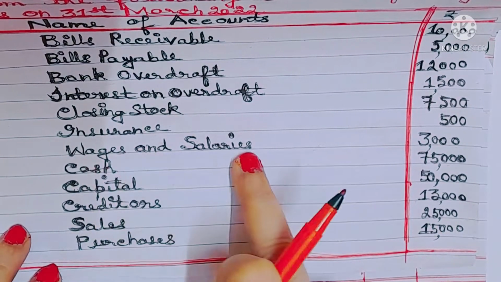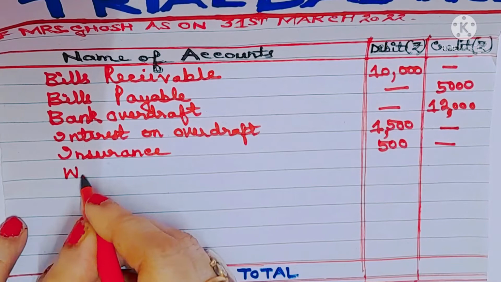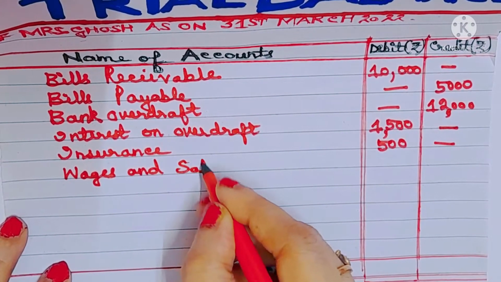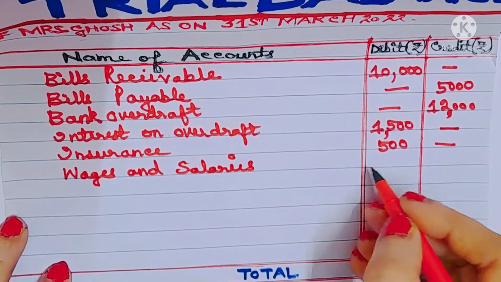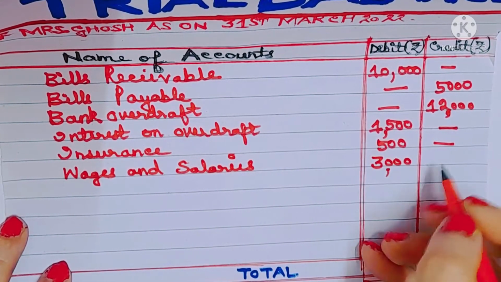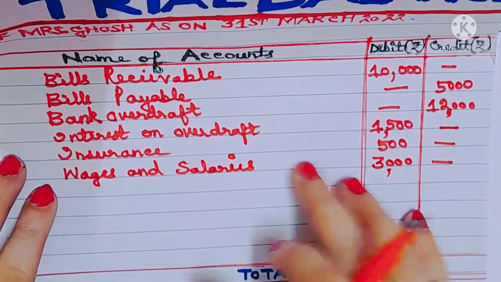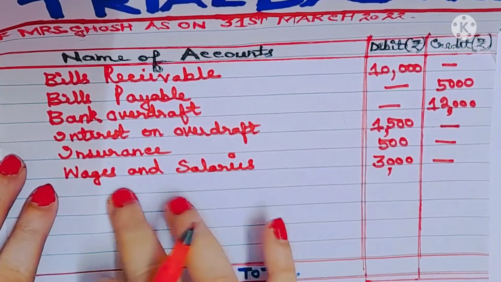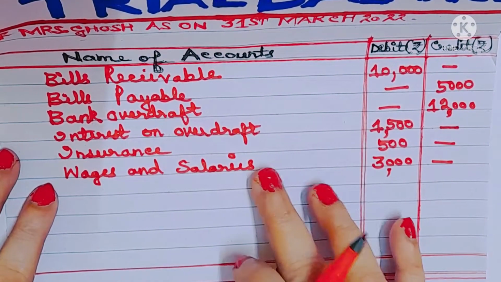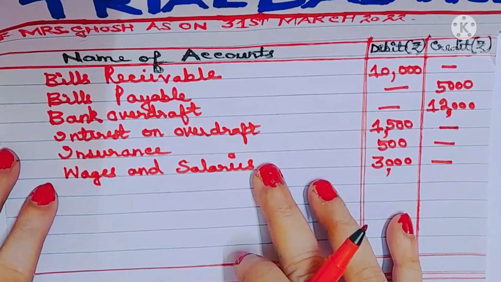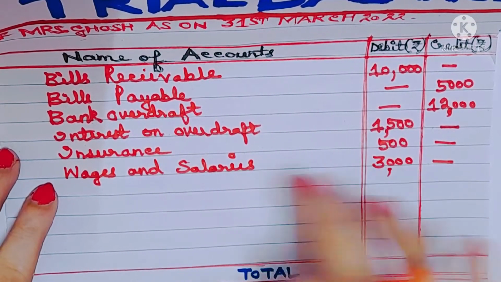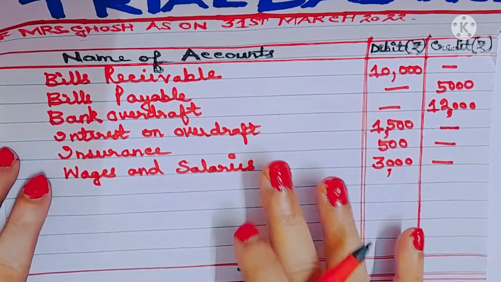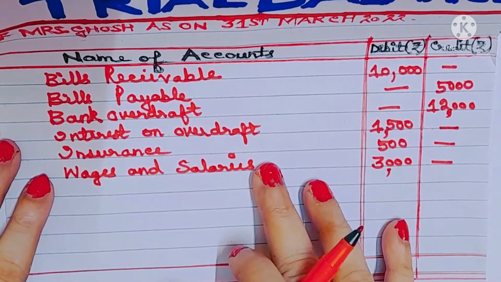Let's see the next account. Wages and salaries 3,000. Let's write wages and salaries, 3,000. Wages and salaries is a debit balance. That is the reason we have written in the debit column. But why wages and salaries is a debit balance? Because wages and salaries falls under nominal account. According to nominal account, all losses and expenses debit. Here, wages and salaries paid. So it's an expense for the business. So wages and salaries will be debited.